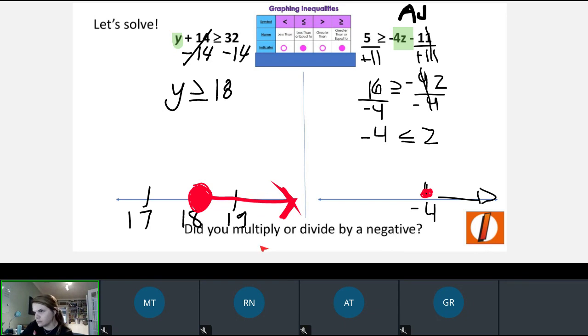Okay, so look at the bottom here, the statement. It says, did you multiply or divide by a negative? So the only time you're going to switch your sign is if you multiply, good Nola, or divide by a negative number. So just subtracting, that doesn't count. Everything stays the same with subtraction. But when you multiply or divide by a negative, that's when your sign is going to flip. Good question.